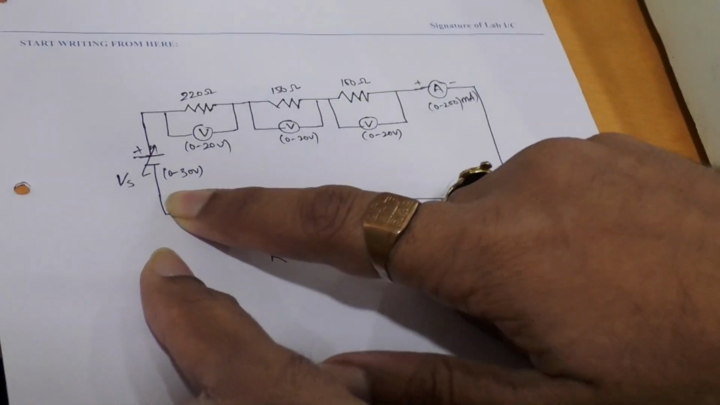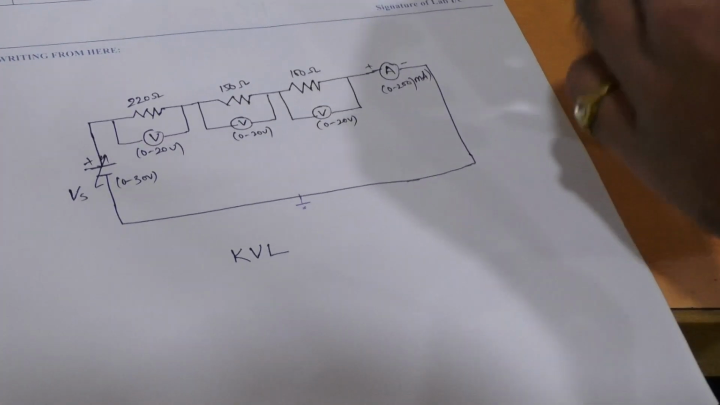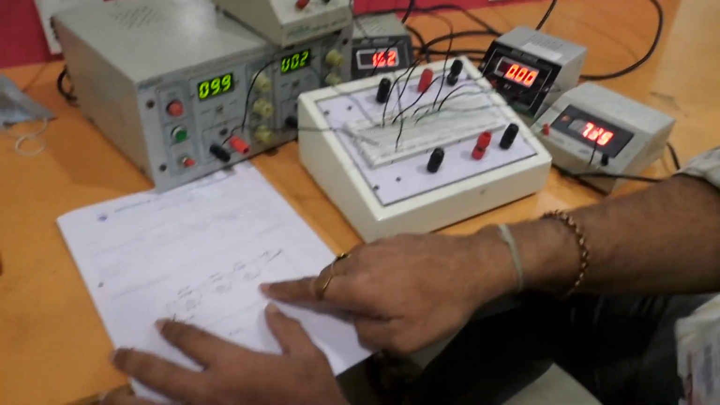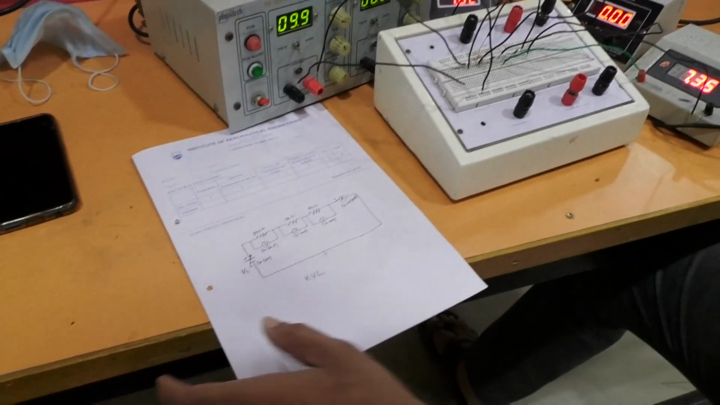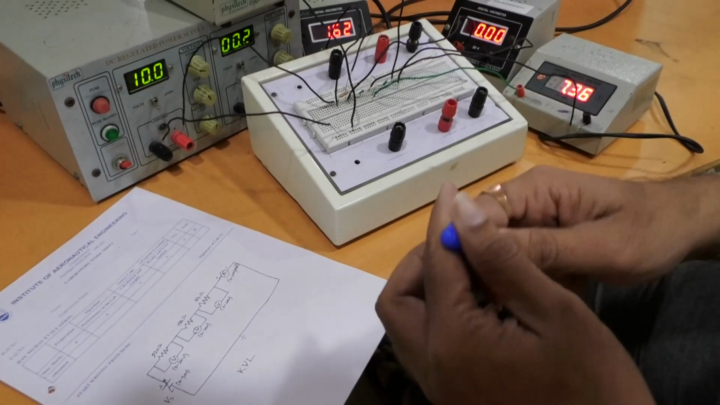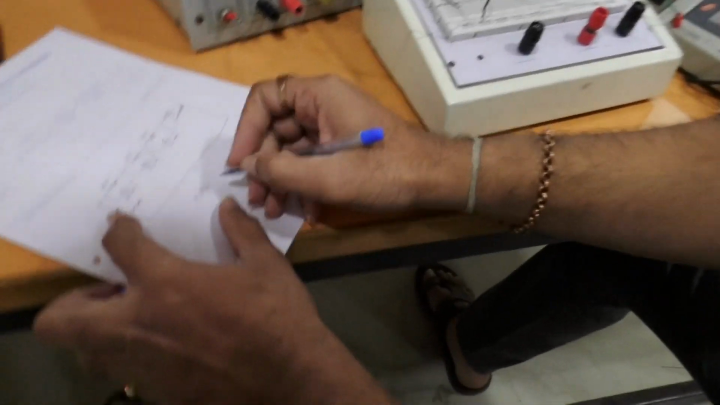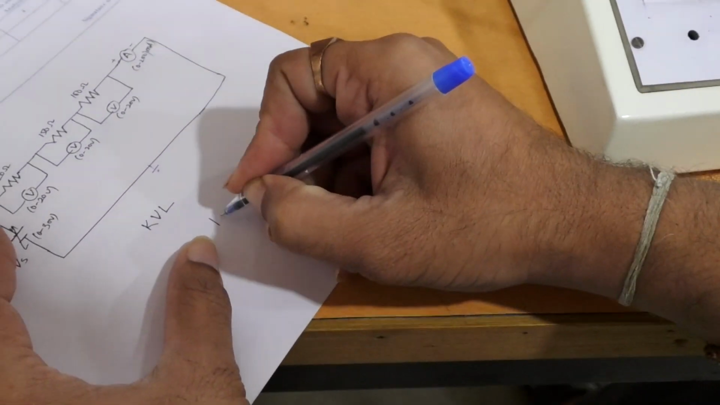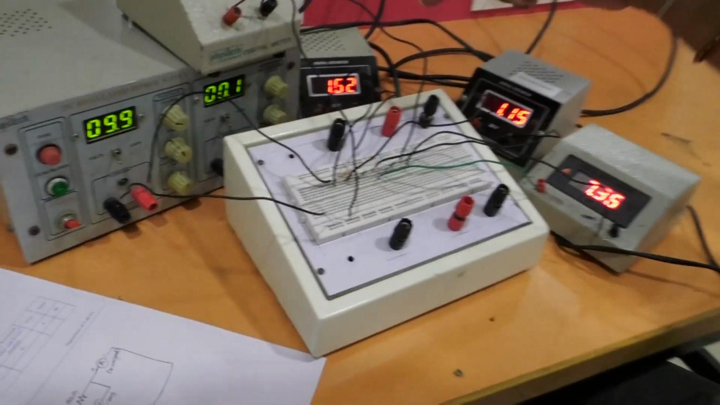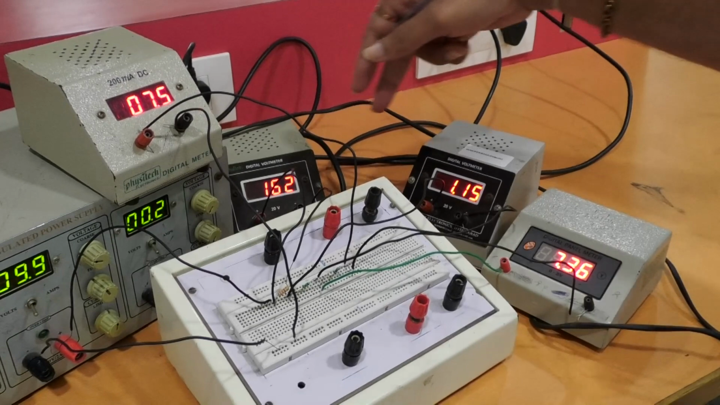Similarly, the negative of the supply we have connected to the ground. So the circuit connection is over. Now you can observe that I have given 10 volts. That supply must be equal to the sum of the individual voltages.